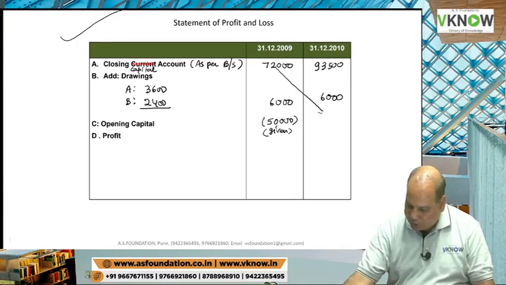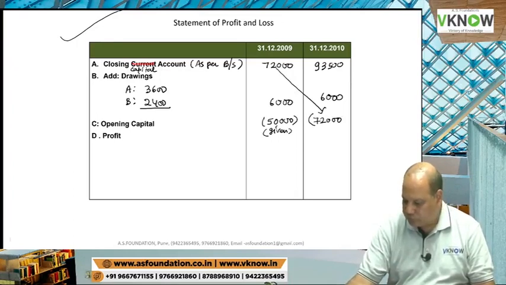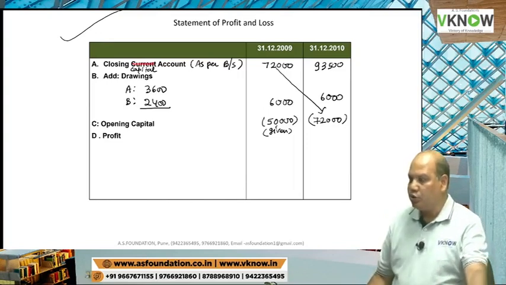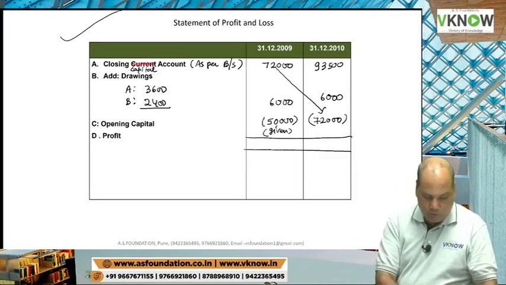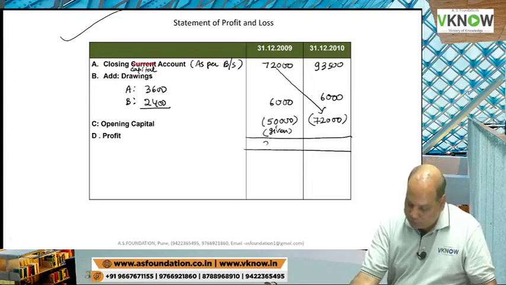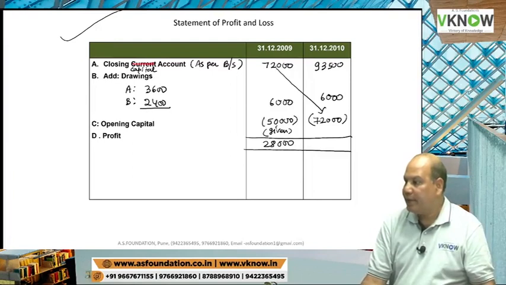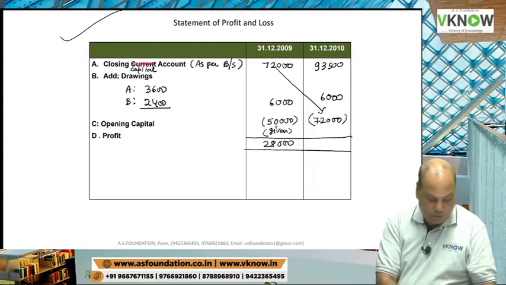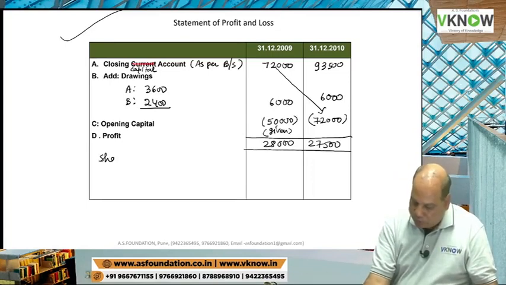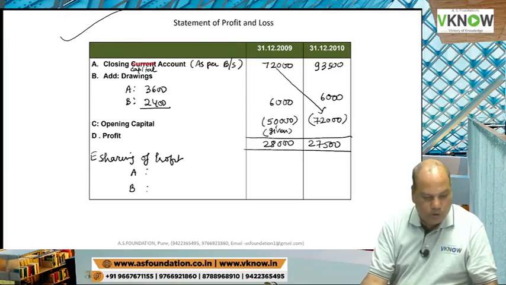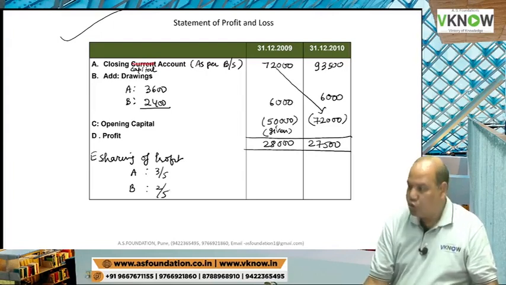Closing capital will be 72,000. Therefore, profit will be first year 72 plus 6, 78 minus 50, 28,000. Correct? And second year 93,500 plus 6,000 minus 72,000 is 27,500. Then write down here sharing of profit. Point number E, sharing of profit. A, B. The profit sharing ratio is 3 by 5, 2 by 5.